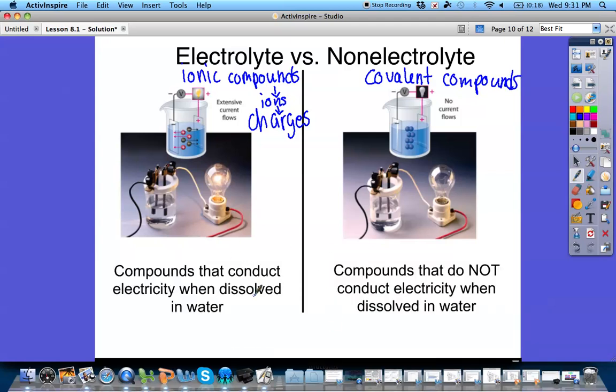So compounds that conduct electricity when dissolved in water are electrolytes. Non-electrolytes are compounds that do not conduct electricity when dissolved in water.